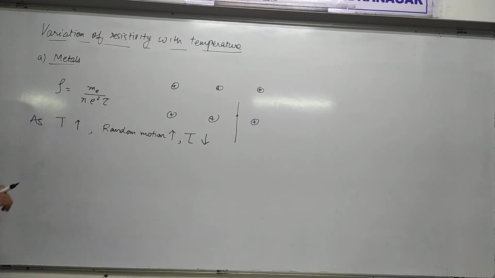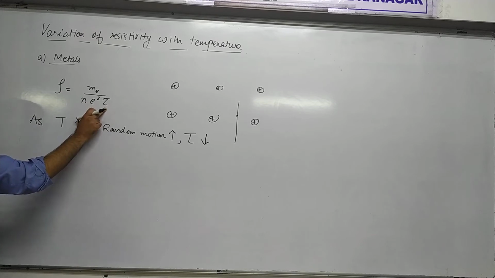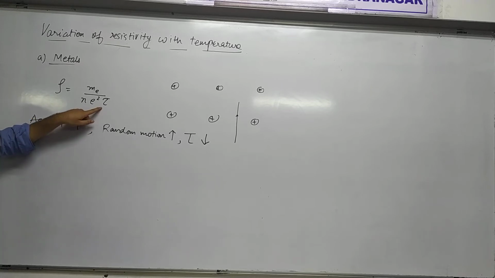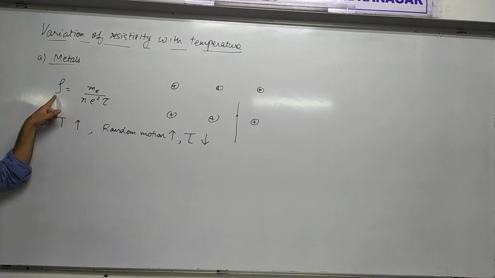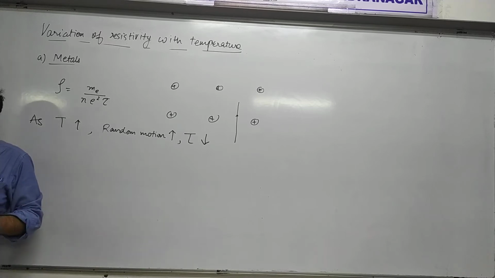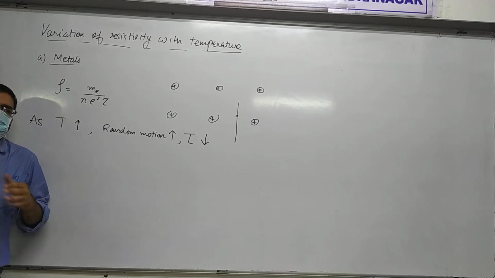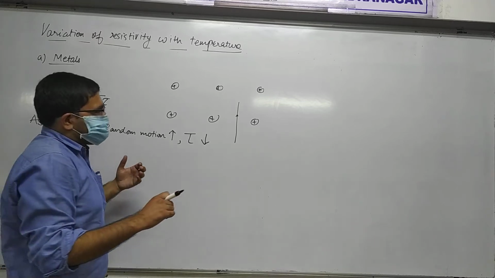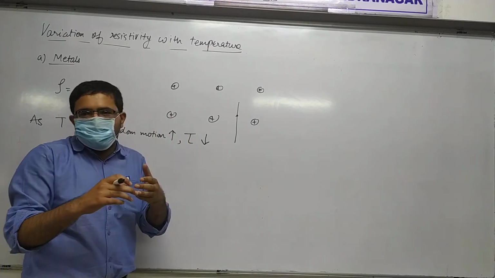Now, if relaxation time decreases, that will contribute to an increase in resistivity. Understood? But what about n? What is n, by the way? Number density of electrons. Number density of free electrons means how many free electrons are there per unit volume.